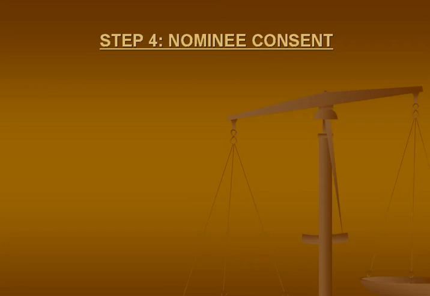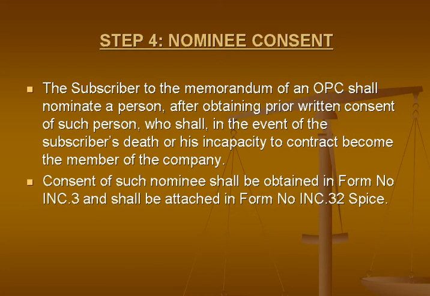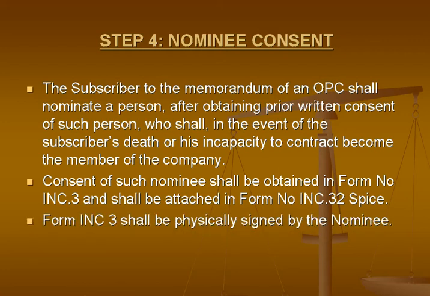Now, after the name approval, the next step is nominee consent. The subscriber to the memorandum of an OPC shall nominate a person after obtaining prior written consent of such person, who shall, in the event of the subscriber's death or his incapacity to contract, become the member of the company. Consent of such nominee shall be obtained in form number INC3 and shall be attached in form number INC32 SPICE. Form INC3 shall be physically signed by the nominee.